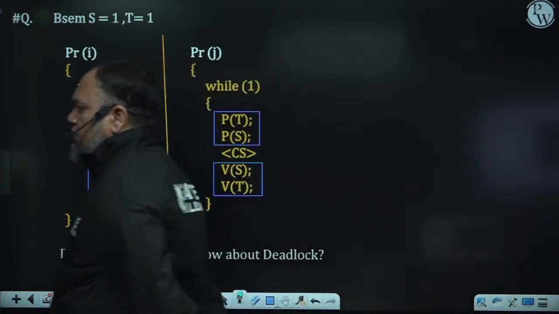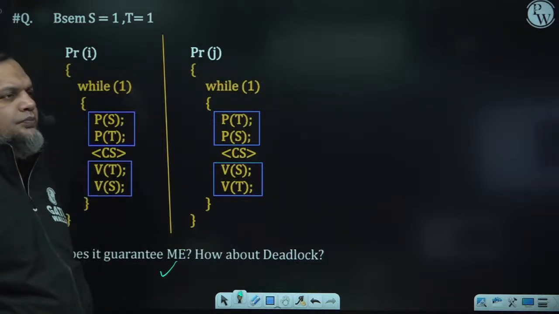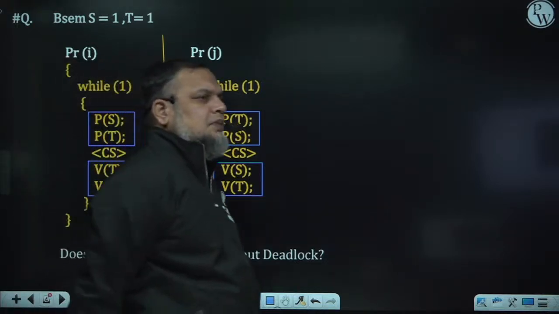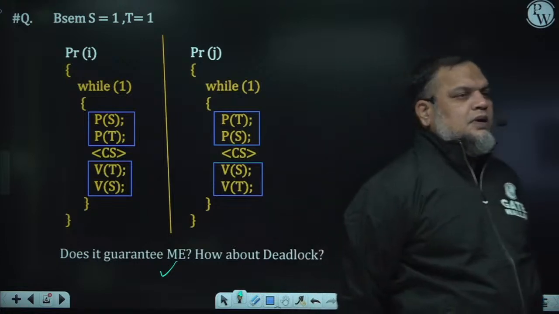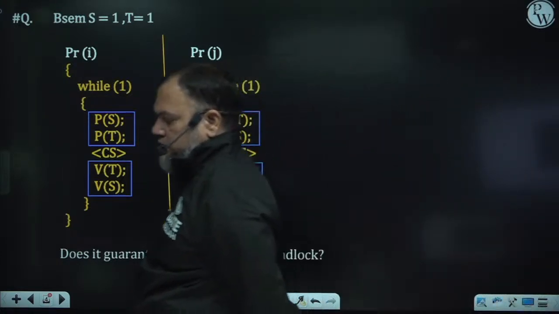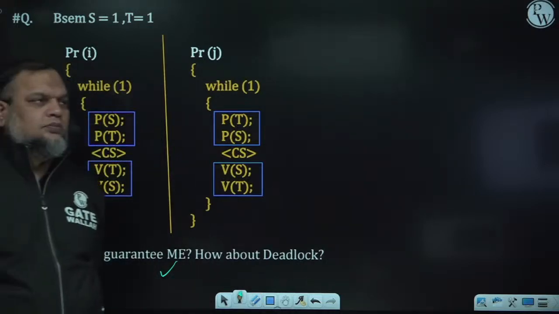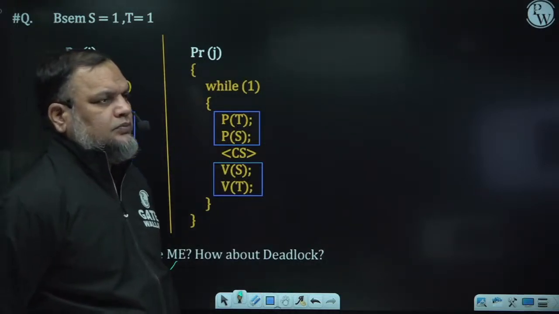Under what circumstantial situation does deadlock happen here? I say that deadlock does not happen always. तो वही कह रहा हूं कि कब होगा deadlock? What is the necessary condition for a deadlock to happen here? The necessary condition is that, बोलिए, write down in the chat box.